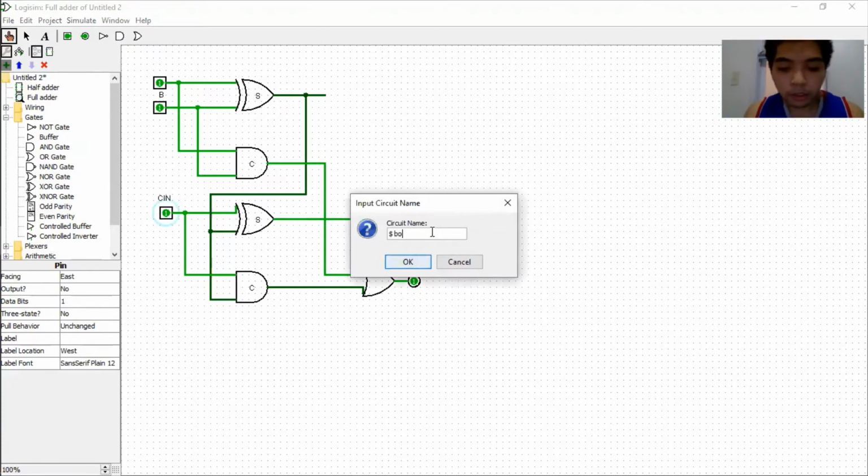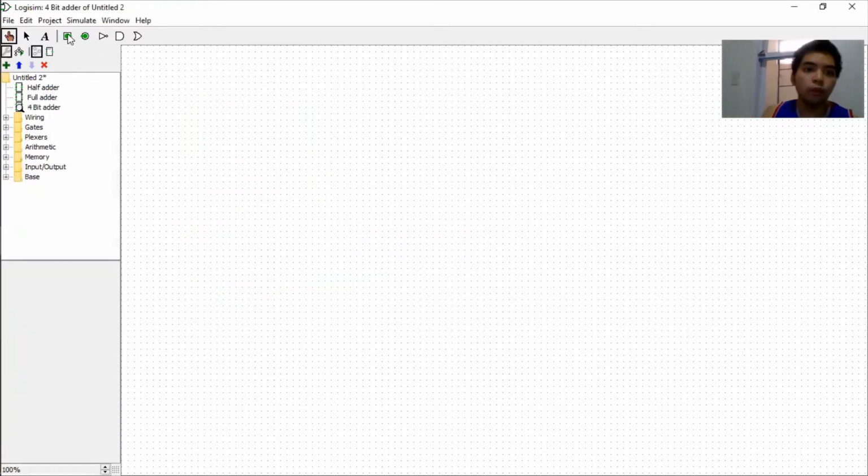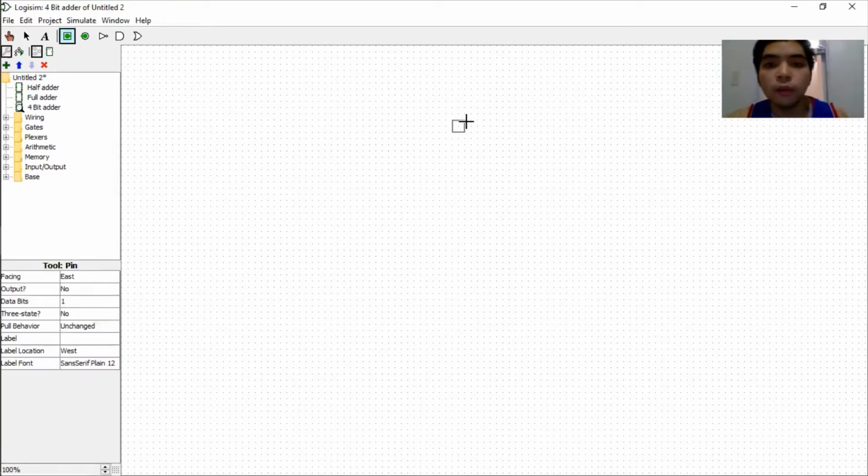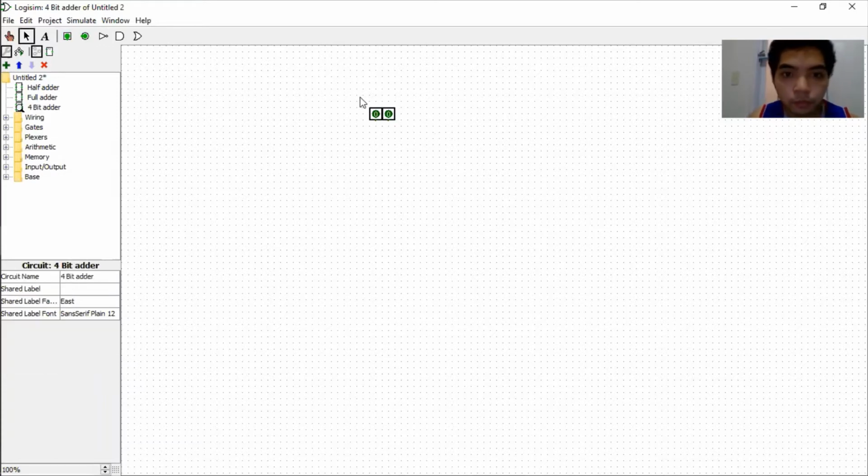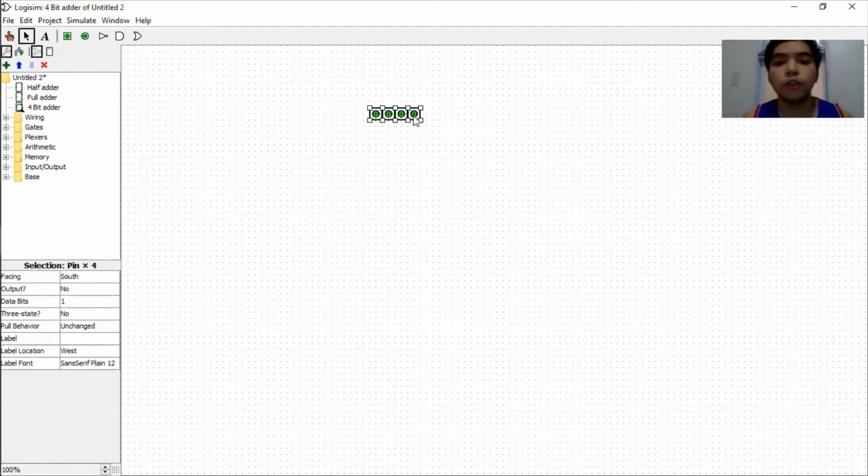So we're going to make the 4-bit adder. When constructing this, we need a combination of half and full adders. We need to make the inputs first. Since this is 4-bit, we need to have 4 bits. So we have 2 inputs, right?